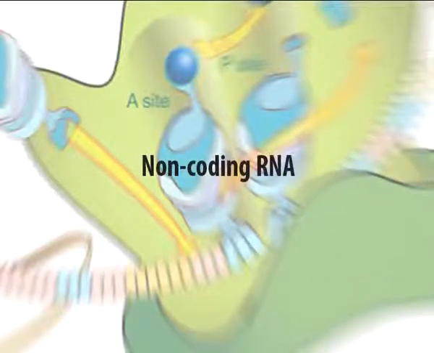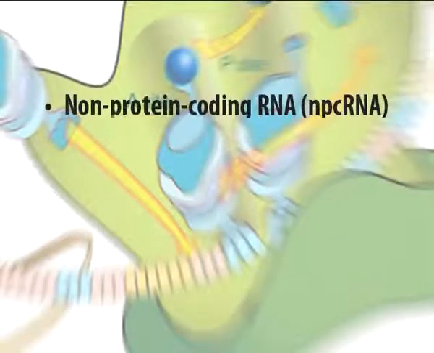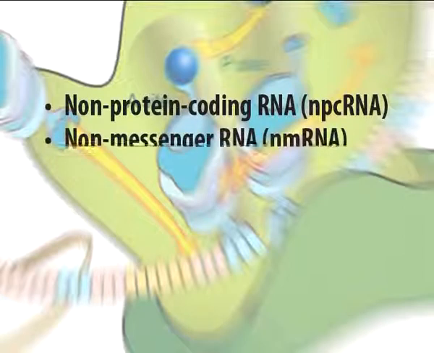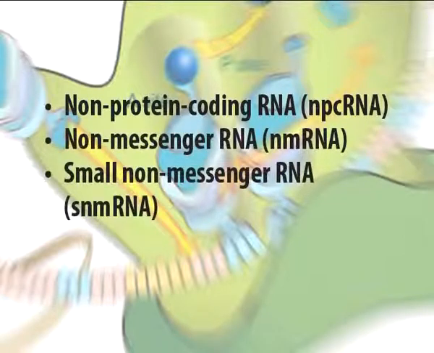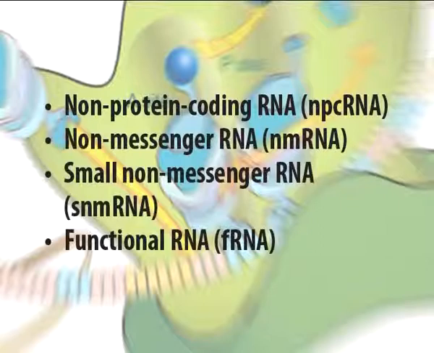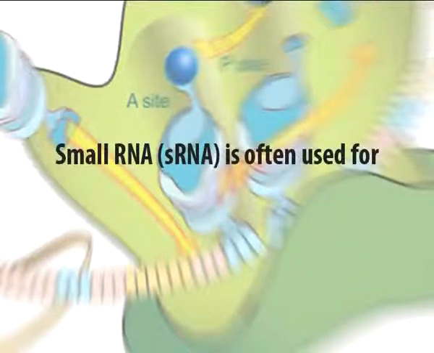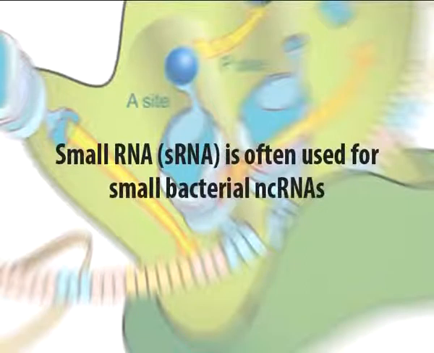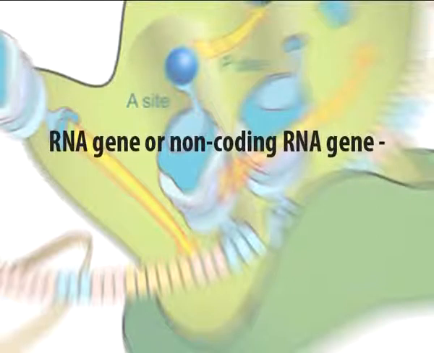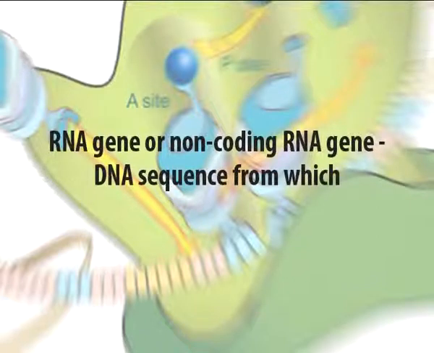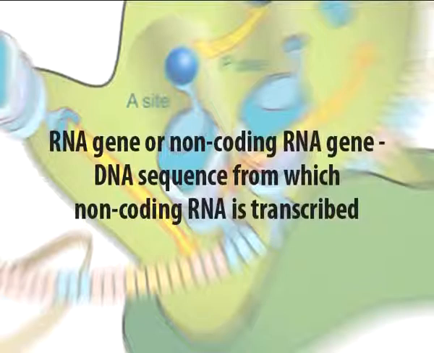Now, non-coding RNA. There are certain other RNAs in addition to messenger RNAs. These are known as non-coding RNAs. These are not translated into proteins. Less frequently used synonyms for non-coding RNAs are non-protein coding RNAs, non-messenger RNAs, small non-messenger RNA and functional RNA. The term small RNA or sRNA is often used for small bacterial ncRNAs. The DNA sequences from which a non-coding RNA is transcribed are often called RNA genes or non-coding genes.